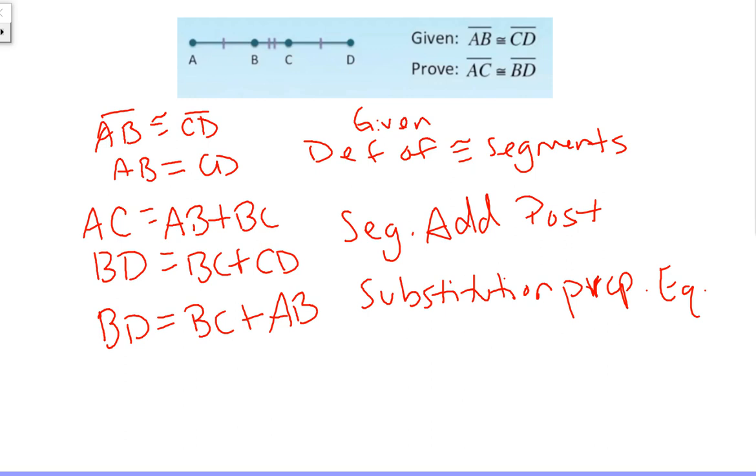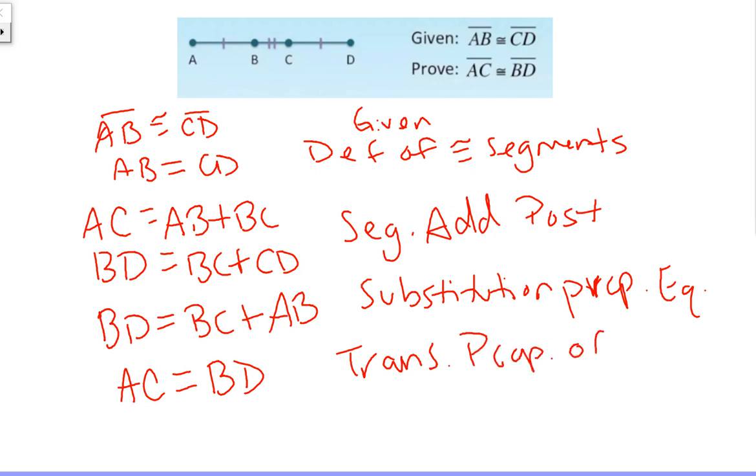And now, if you notice here, I have that AC is AB plus BC, BD is BC plus AB, excuse me, and so that means that AC actually equals BD by our transitive property of equality. Technically, I guess substitution may work as well in that case, so you have a little bit of freedom. I think transitive property works a little bit better in this situation.